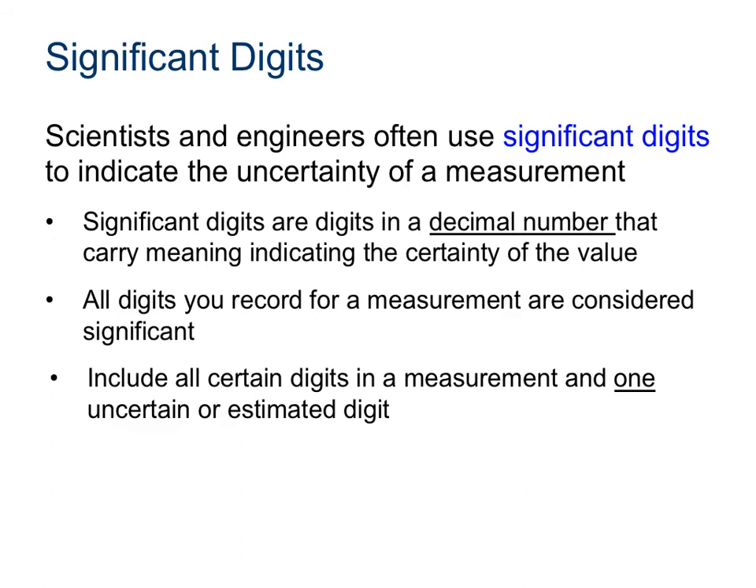And when they're dealing with that uncertainty and using those measurements, they use something called significant digits. A significant digit is basically the digits in the decimal side of a number. Whenever you record a measurement, we're always going to include all of your certain digits and then one of the uncertain or estimated digits. We're going to talk about that here in a second.